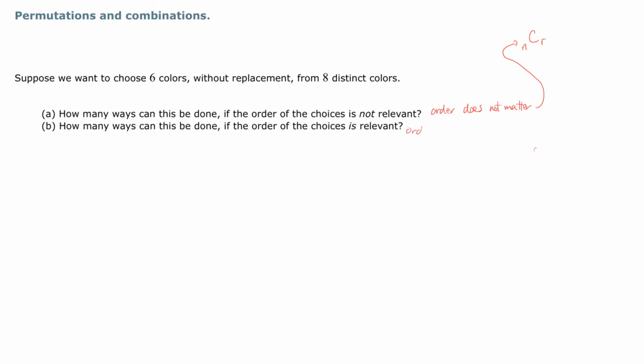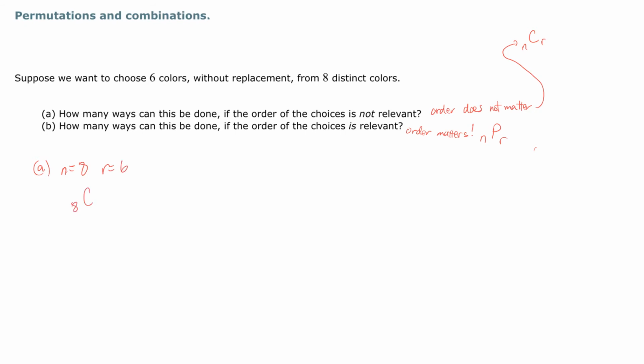What about if the order of the choices is relevant? Then we say order matters. And instead of counting combinations, we are going to count permutations, and we're going to use the formula n permute r. Out of n items, we're going to permute r of those items at a time. Let's go ahead and do A and B here. For A, n is 8, r is 6.